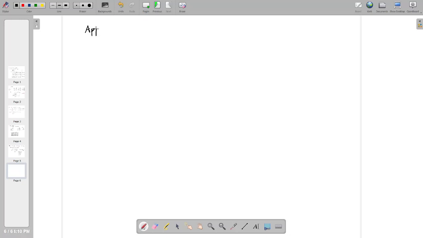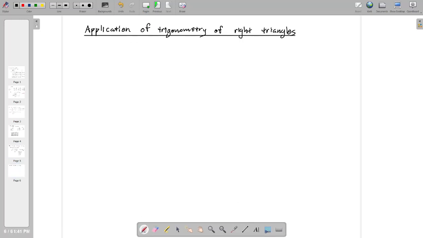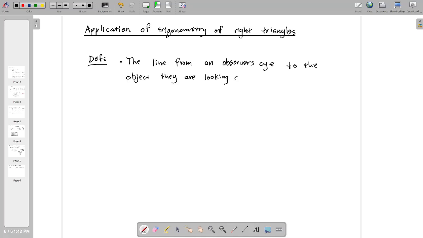All right, the last topic I want to talk about is the application of trigonometry of right triangles. First things first, we need to go over a couple of definitions. The line from an observer's eye to the object they are looking at is called the line of sight.